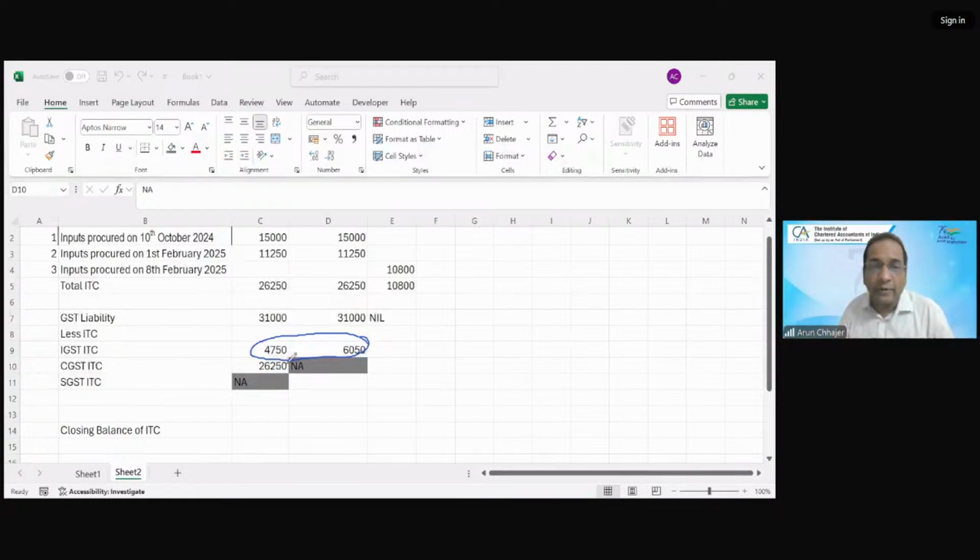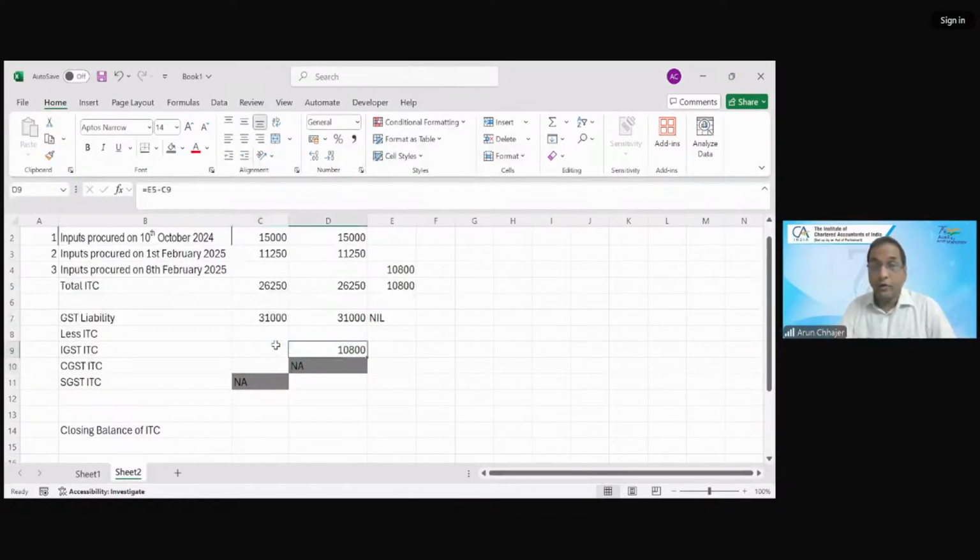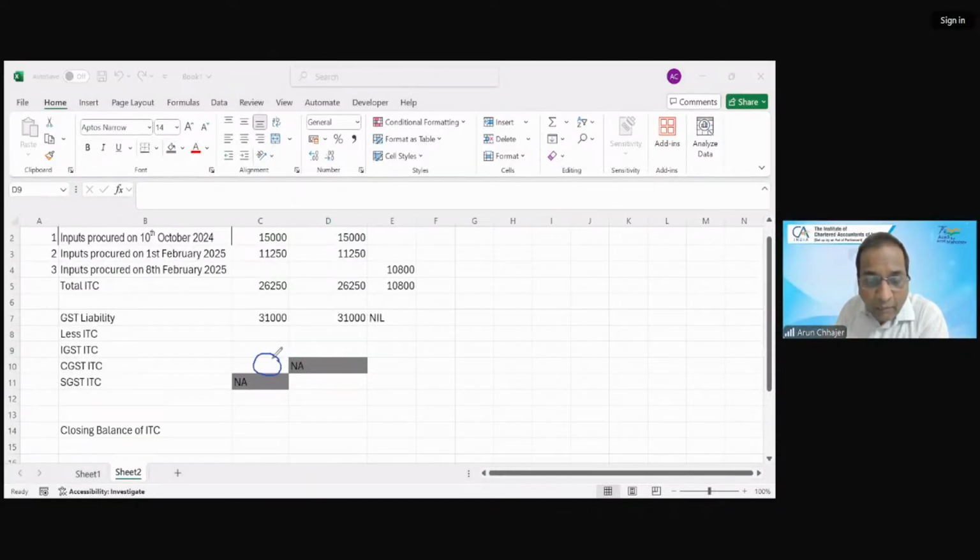The law ka requirement is before putting the C ka ITC, what is the law ka requirement? Whenever you are adding the amount here and adding the amount here, you have to make the IGST ka ITC to 0. That is the only requirement. How I will apportion, it is my choice. So I will choose 4,750 to C and the balance amount to S, will it be acceptable? Will it be correct? Absolutely correct.